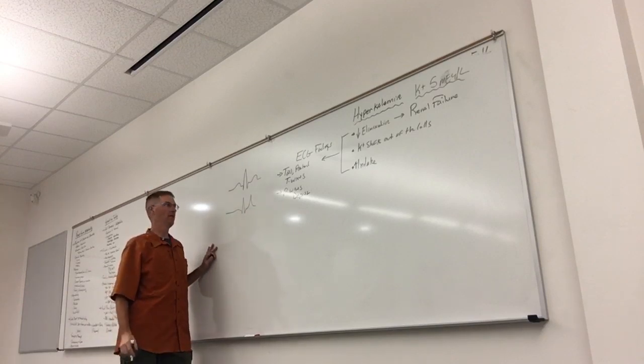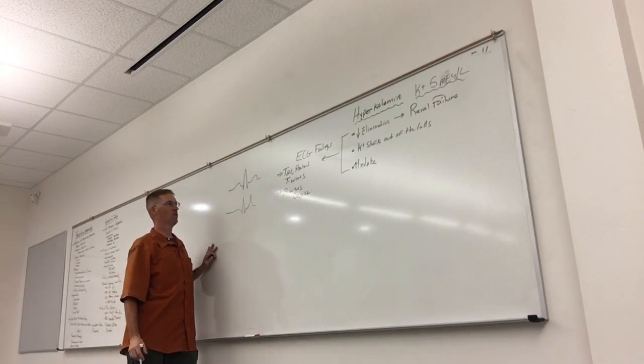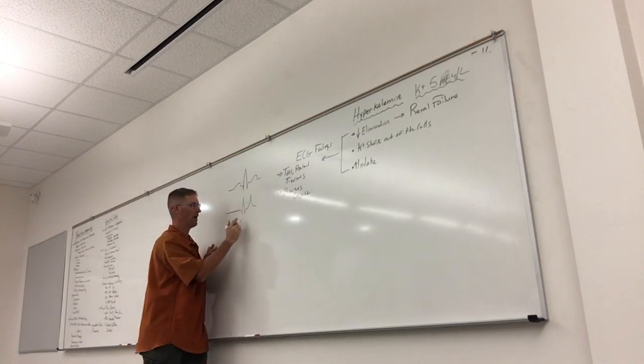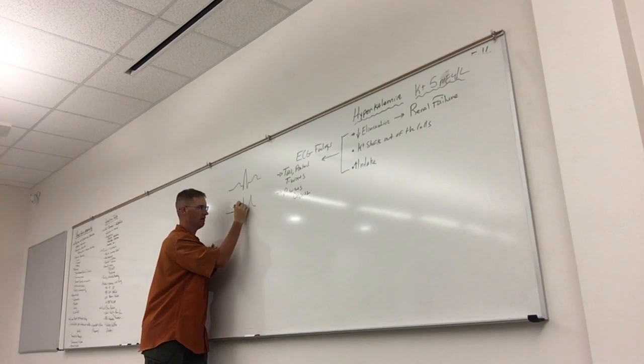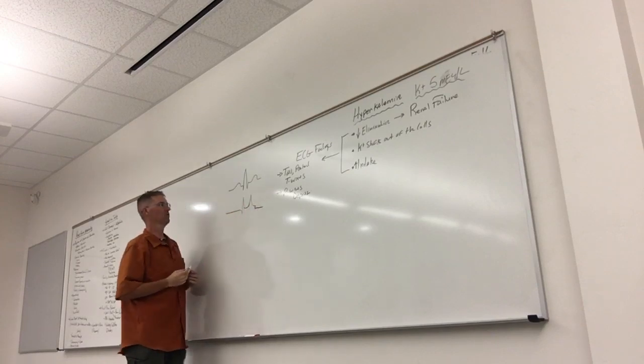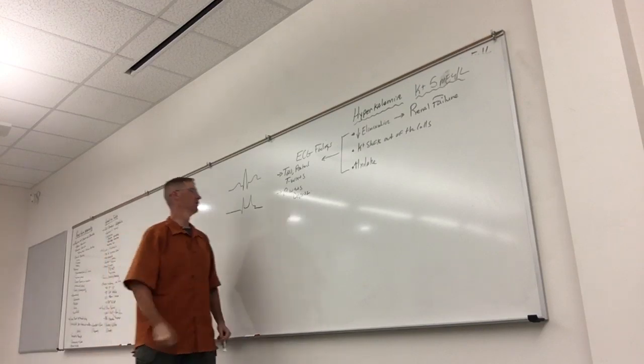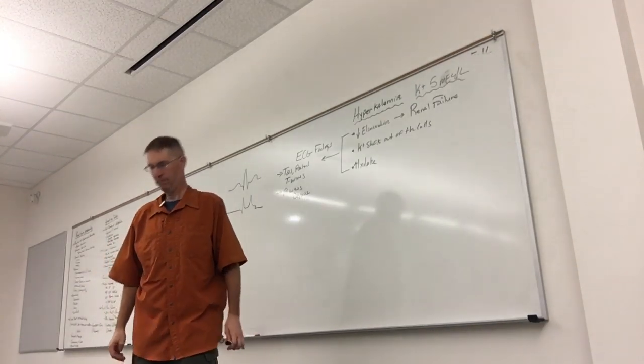All right? And eventually what can happen is when you become super hyperkalemic, the P waves will go away completely and the T wave will kind of blend into the QRS complex, and you get this really wide, bizarre pattern.